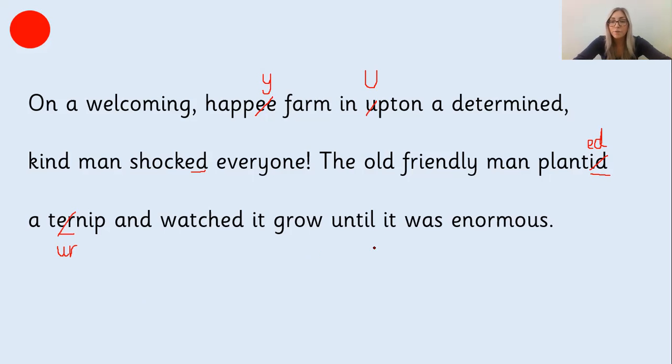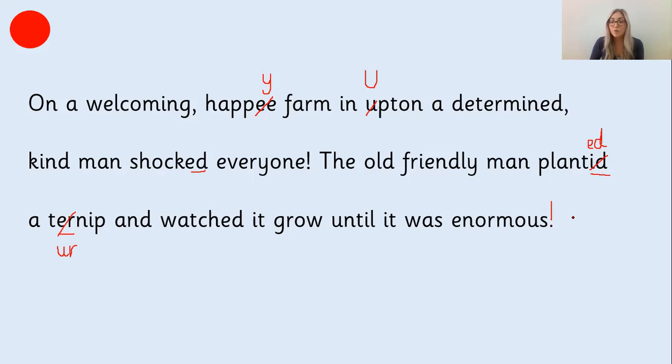Now, I might change that full stop to an exclamation mark. Until it was enormous. Okay, let's read it back one more time. On a welcoming, happy farm in Upton, a determined, kind man shocked everyone. The old, friendly man planted a turnip and watched it grow until it was enormous. Okay, I think I am happy with that now. I think I'm happy with those two sentences.